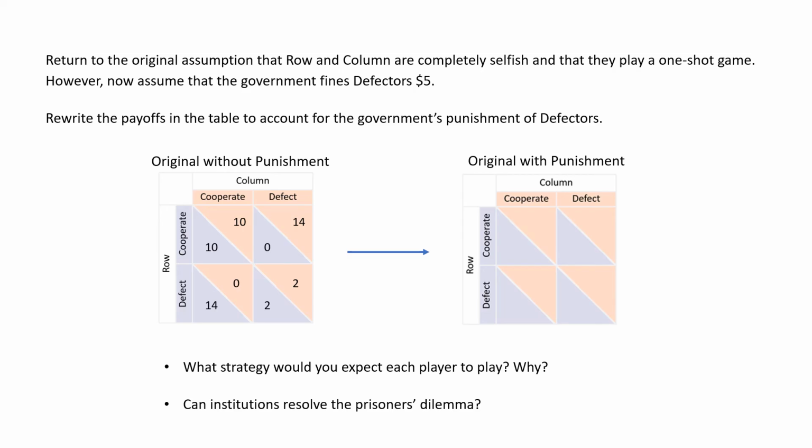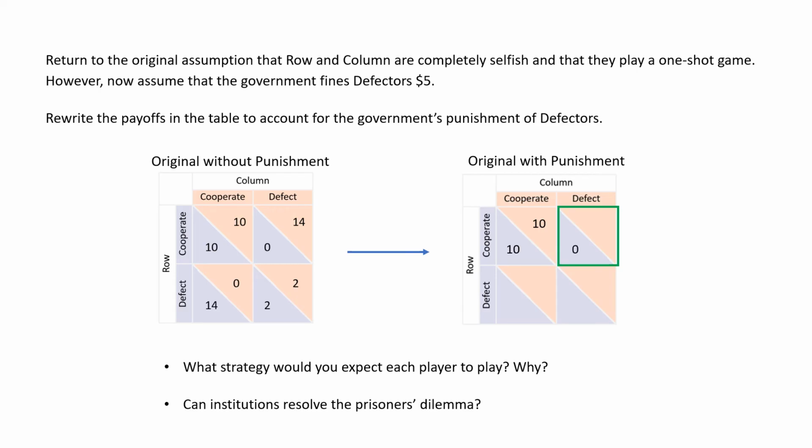So again, we need to consider every combination of strategies. So let's start at the cooperate, cooperate cell. In this case, since no player is defecting, they're not fined by the government, so the payoffs remain the same. So the row player payoff remains the same at 10, and the column's payoff remains the same at 10 as well. In the second case, row is cooperating and column is defecting, so row's payoff remains the same at 0.